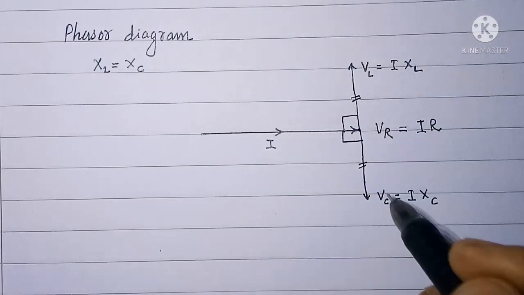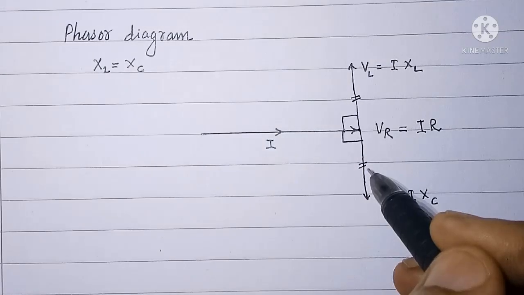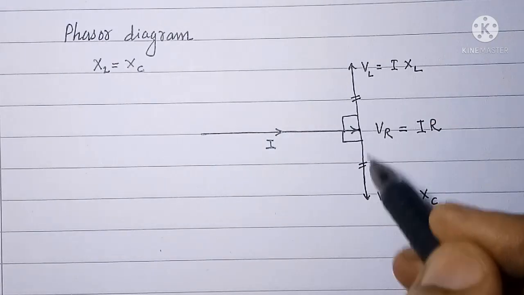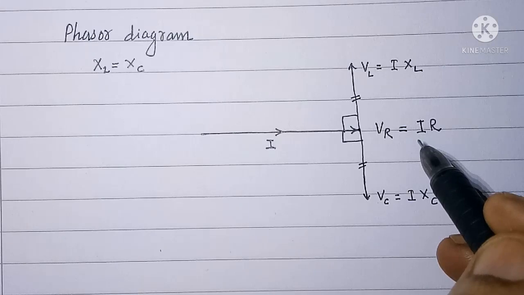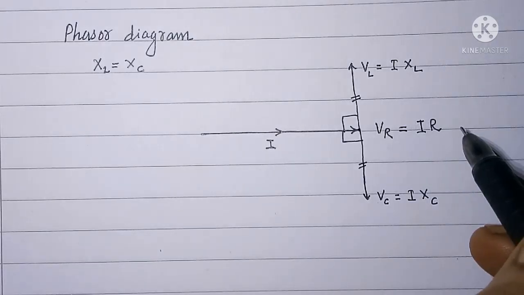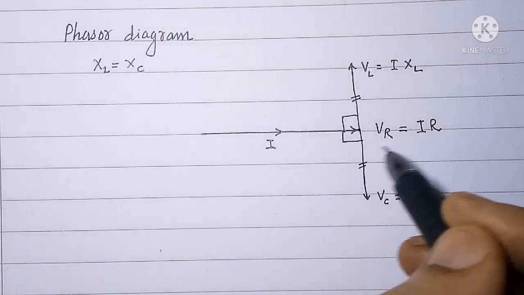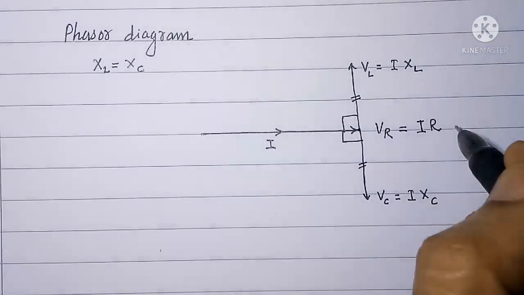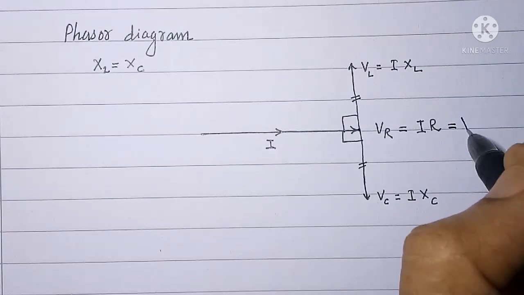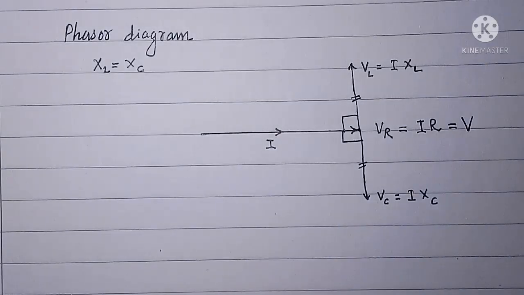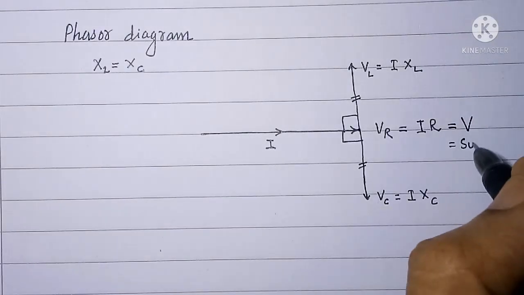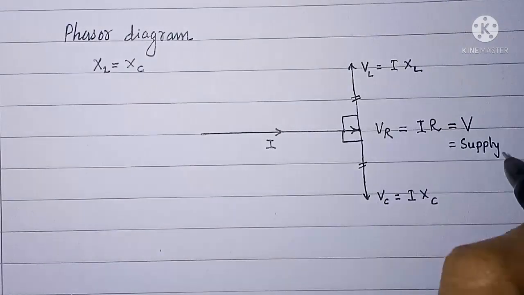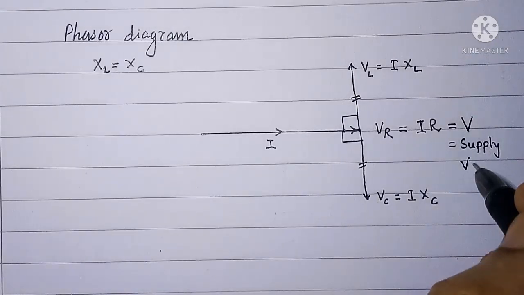These two voltages are equal and have opposite directions, therefore they will cancel each other. So whatever the supply voltage is given to the circuit, that will only appear across resistor R. So this is nothing but V. What is V here? V is supply voltage. Of course, it is RMS value.